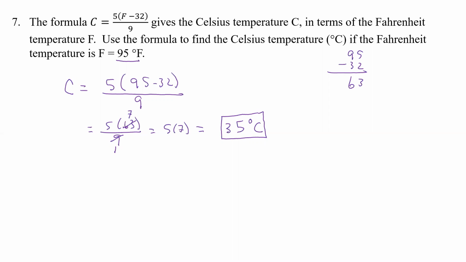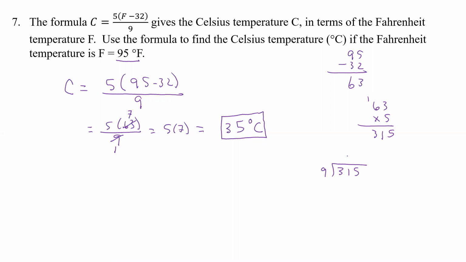Now, can we do it the other way? Of course we can. We can take 63 times 5. 5 times 3 is 15. Carry the 1. That's 30. And then plus 1 is 315. So now we're going to take 315 and divide it by 9.